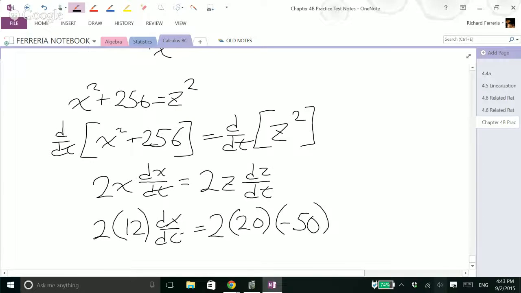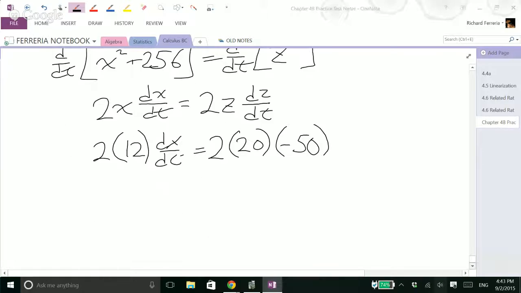Good. It's negative 50 because the length of the rope is shrinking, getting smaller. I wouldn't be 100% confident that the negative sign is going to be inconsequential. It does happen to be inconsequential in this case, but it's better if you have a consistent method and you work with your consistent method.